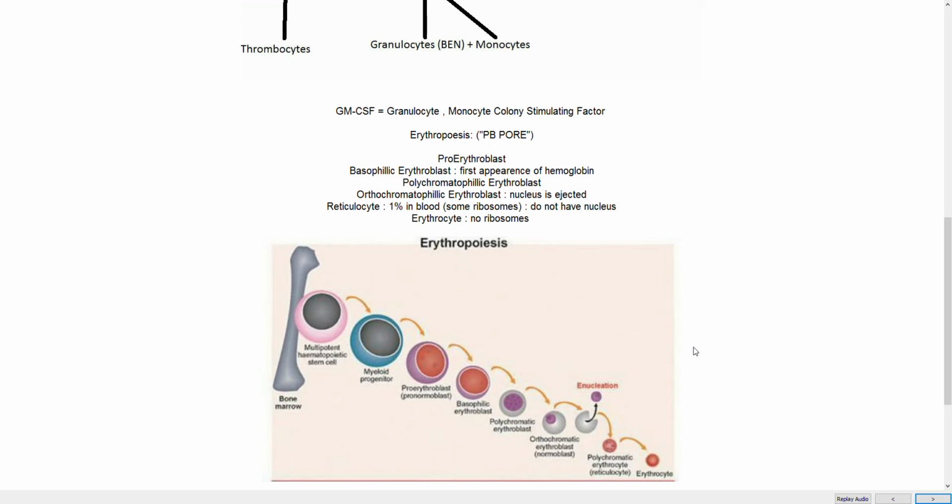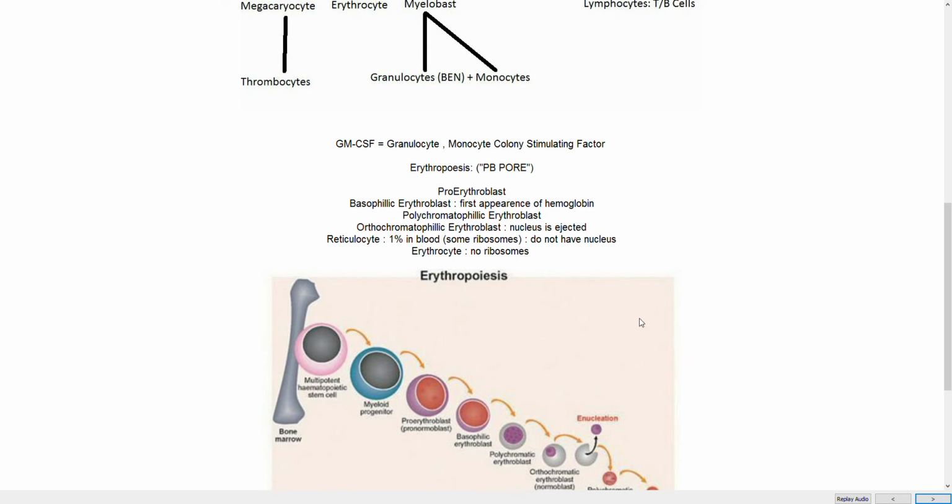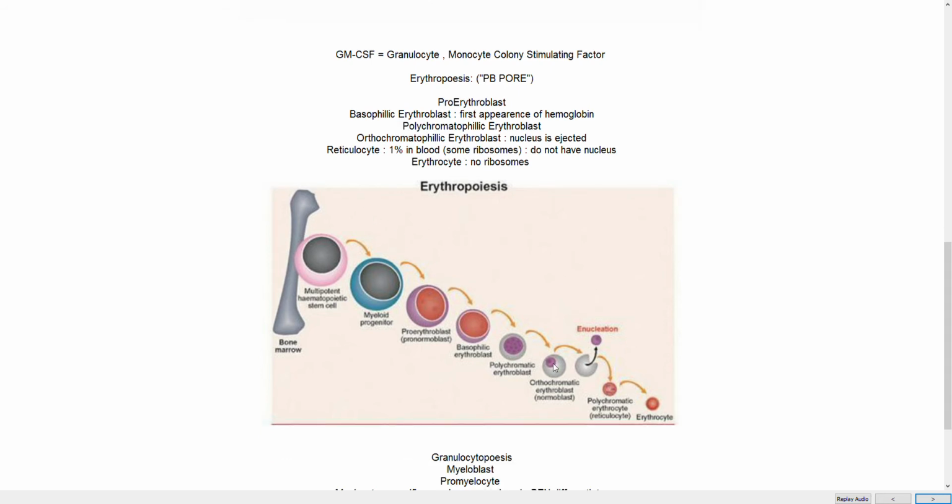Moving on, let's talk about two important cell types and how they came to be, and these are the ones that classes usually put emphasis on. So how do you create a red blood cell step by step? So the acronym to remember for the steps in which a red blood cell forms is PB-POR. So P, proerythroblast, B, basophilic erythroblast, P, polychromatophilic erythroblast, O, orthochromatic erythroblast, R, reticulocyte, and the final step, erythrocyte. So those are the steps, and they're outlined in this diagram here.